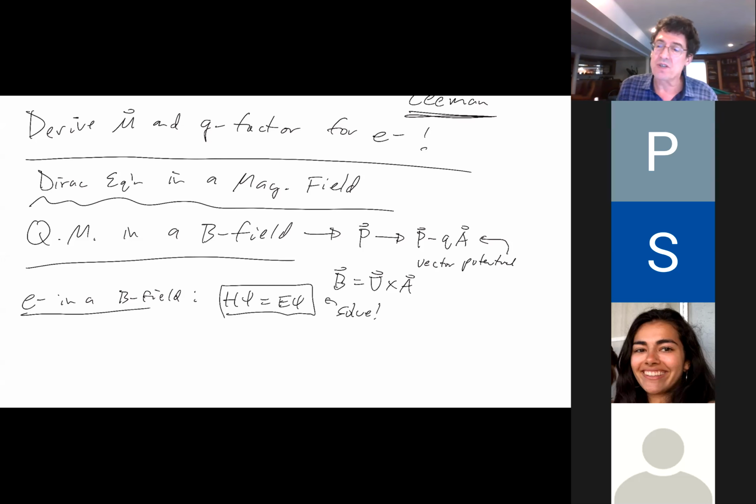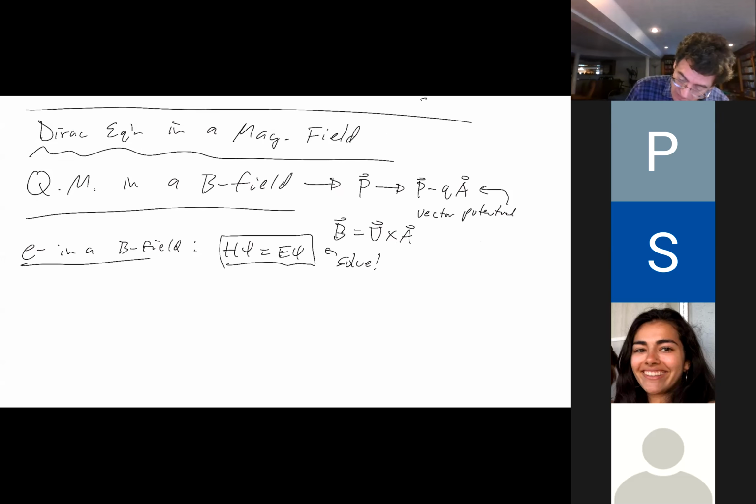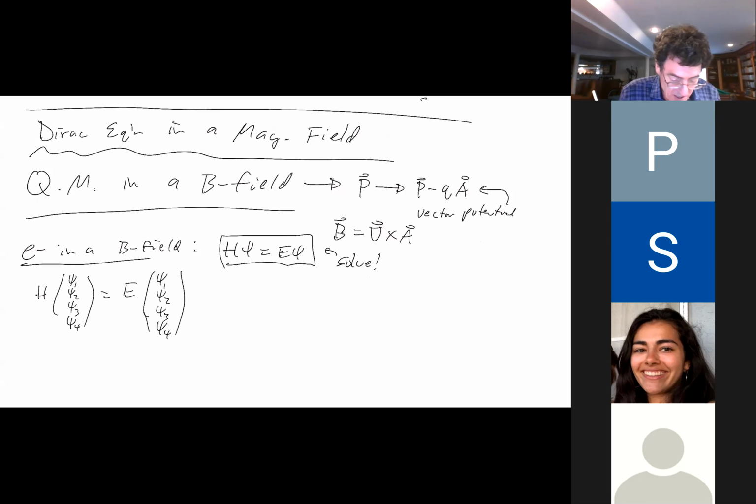But it's not the Schrodinger equation anymore. Now it's the Dirac equation. So let's solve the Dirac equation for this. And so basically what we have is H psi, but psi is psi 1, psi 2, psi 3, psi 4, is equal to E psi. It's the Dirac equation, right? So I have this 4-component wave function.